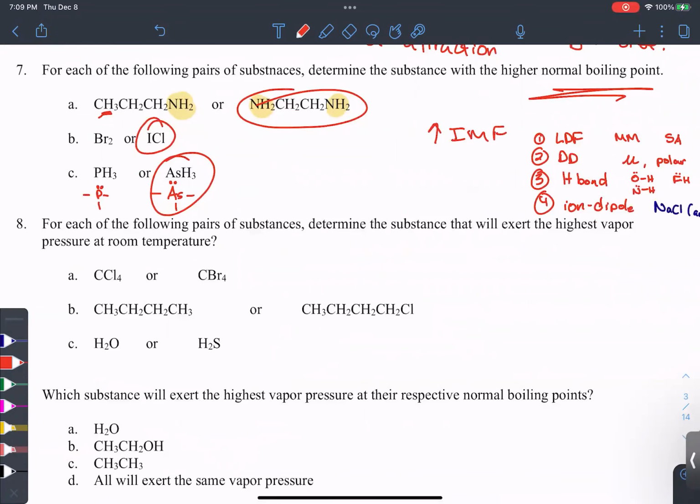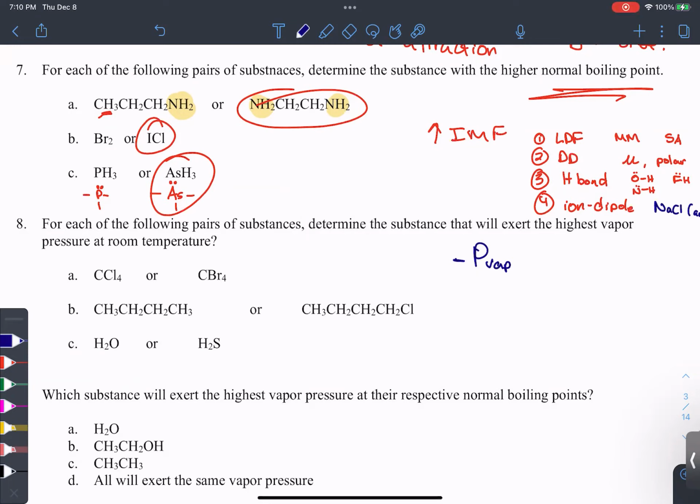All right, so for number 8, let's do this one. Number 8 is actually exactly the same as 7. We're doing the same strategy. We're inspecting IMFs, but now we're tracking something different. We're looking at vapor pressure. I think this is a concept folks don't understand, so let me explain my analogy. That helps a lot.